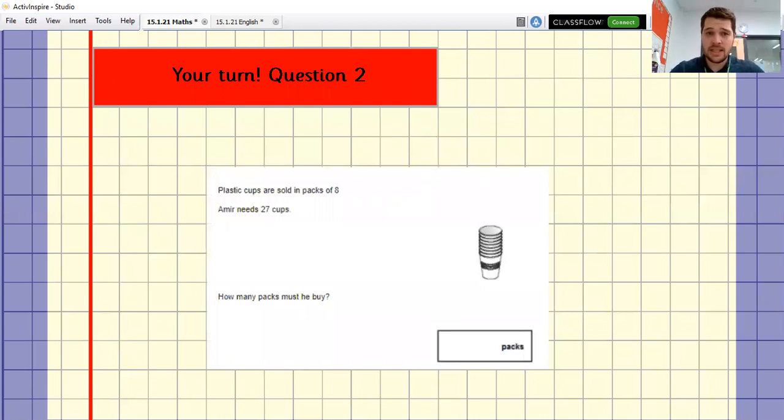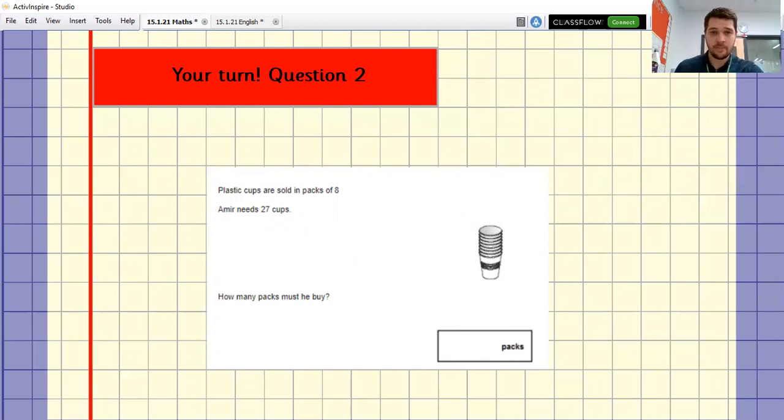Question 2. Plastic cups are sold in packs of 8. Amir needs 27 cups. This isn't asking me to do 8 times 27. They're sold in packs of 8, and he needs 27 cups. So 8, 16. Think about what's going to come next. How many packs must he buy? You're probably going to have some cups left over, but remember you need at least enough packs, so you've got a minimum of 27 cups.